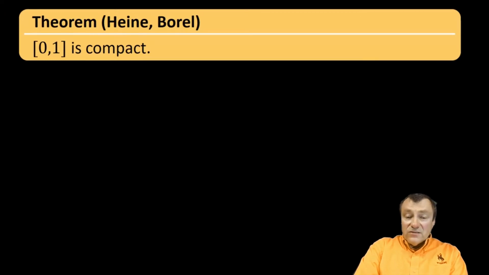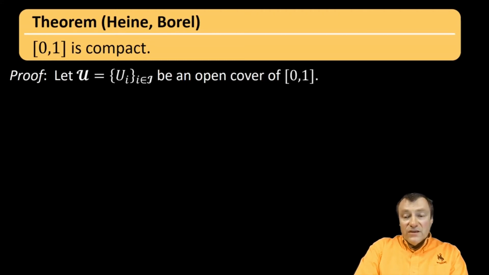The main result in this video is the Heine-Borel Theorem. We'll see a more general form of this later in the video, but for now, let's just consider the closed interval [0, 1]. And here we show that this is compact. For this, we need to take an arbitrary open cover of the closed interval [0, 1] and show that it has a finite subcover.